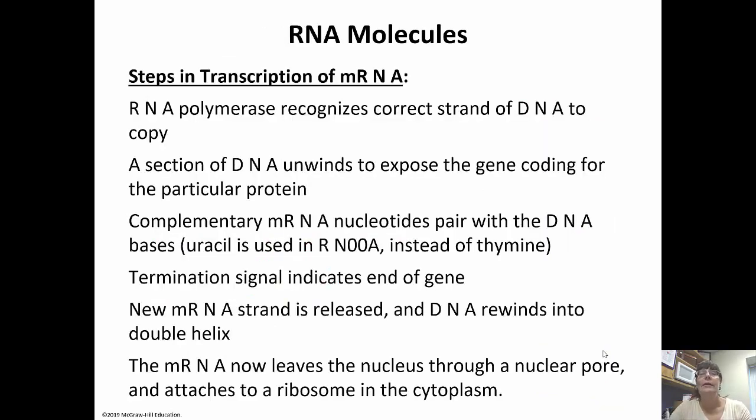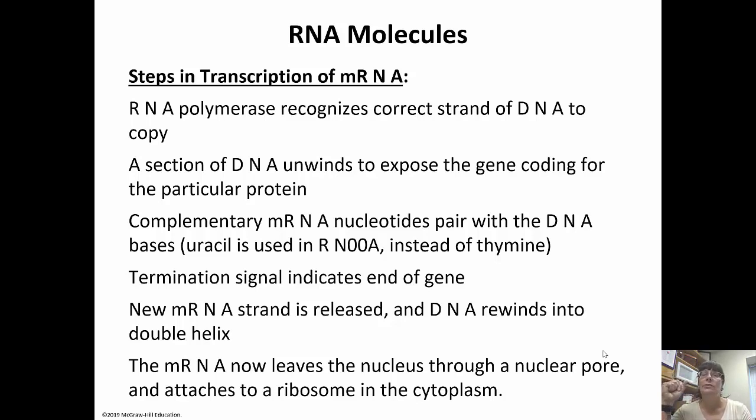So RNA polymerase recognizes which DNA strand needs to be copied. That section of DNA is going to unwind and expose the gene for that particular protein. Because keep in mind, we have thousands of genes on one strand of DNA. So we only have to unwind a section for this, whatever the gene we want coded is.